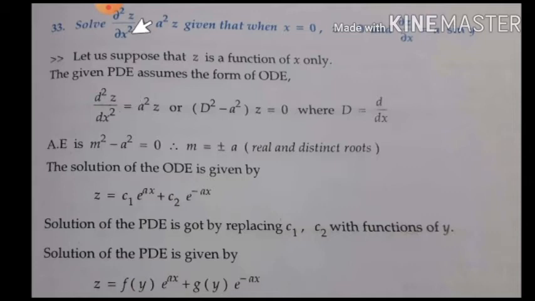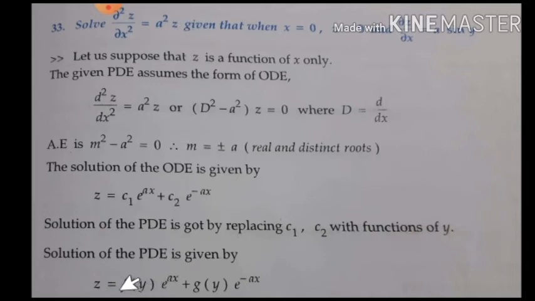Now I need to write the solution of the actual partial differential equation. So what do we need to write? We know the z answer is in terms of x, which means the constants are in terms of y in the case of a partial differential equation. Hence in place of c1 and c2 we write a function of y, f of y, and another function g of y. So this is the solution of the homogeneous partial differential equation.